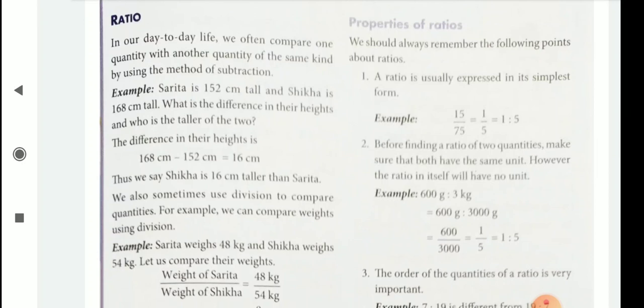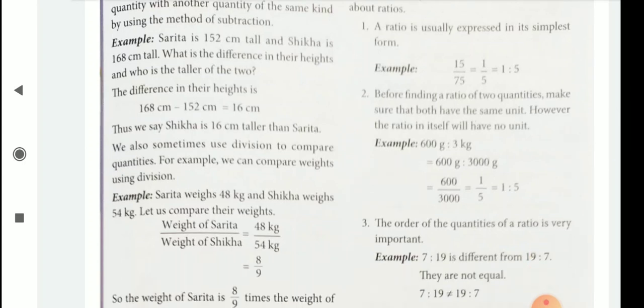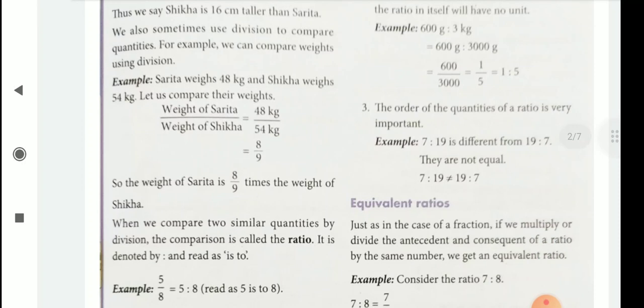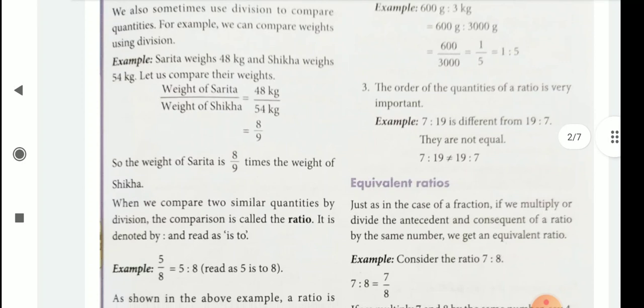We also sometimes use division to compare quantities. For example, we can compare weights using division. Sarita weighs 48 kg and Sikha weighs 54 kg. Let us compare their weights. Here we just compare through division. If we divide, then we get the comparison. So when we compare two similar quantities by division, the comparison is called the ratio.